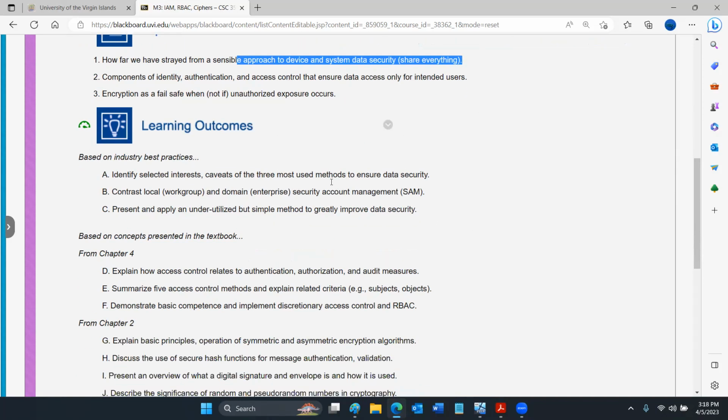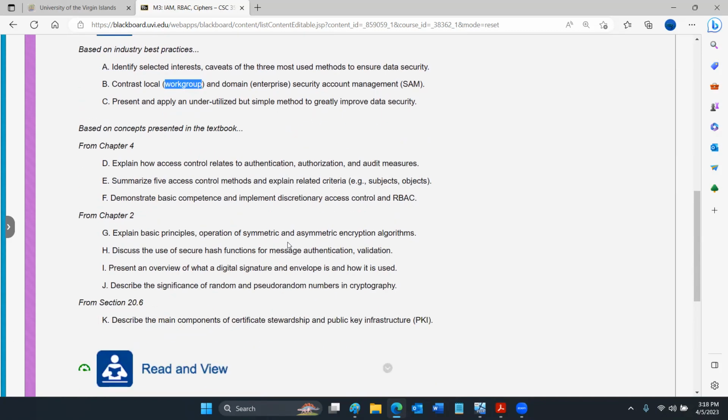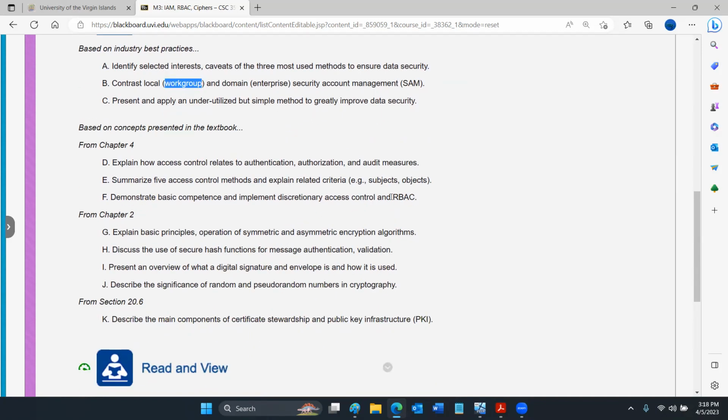What we want to do today, though, is to focus a bit more. We want to refresh the trail on security account management and just brush up on the difference between workgroup scenarios and enterprise scenarios. And then we want to cover the basics about role-based access control. Most of us are familiar with discretionary access.